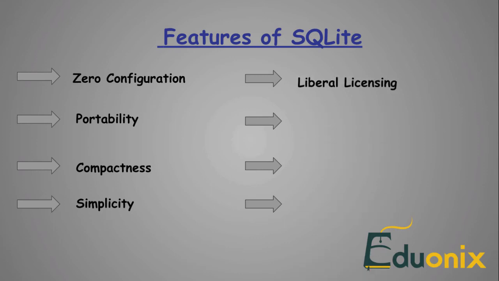Another feature is liberal licensing. The code of SQLite is available in the public domain, so no license is required. Copyright claim is not made on any part of the source code.